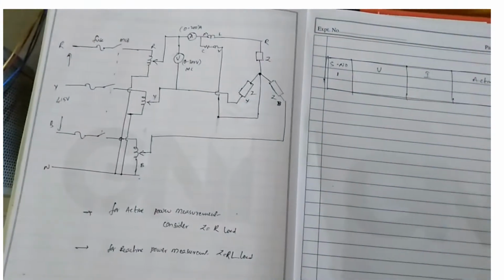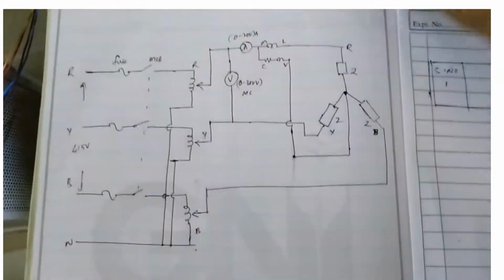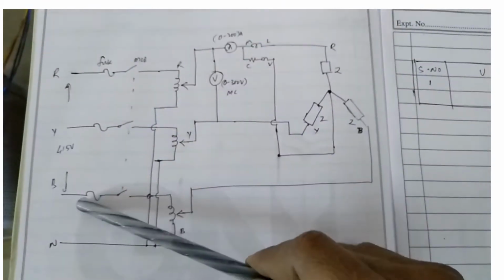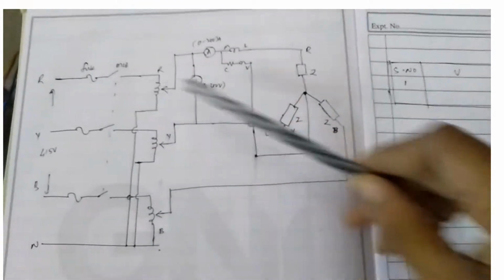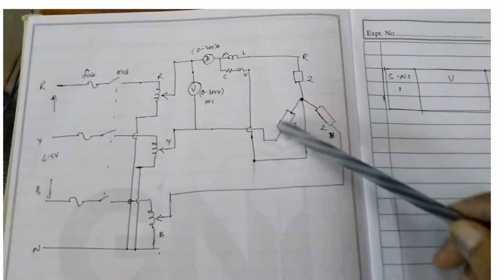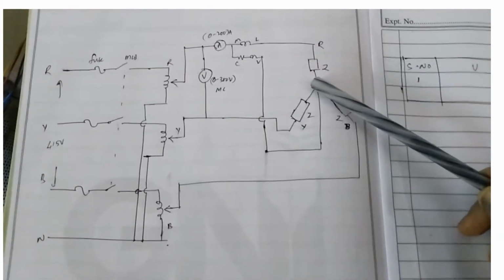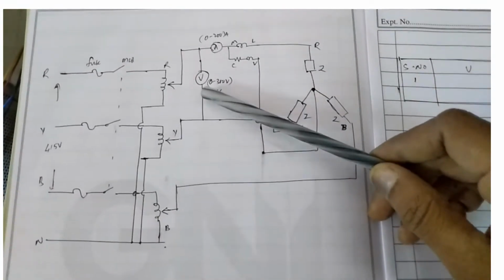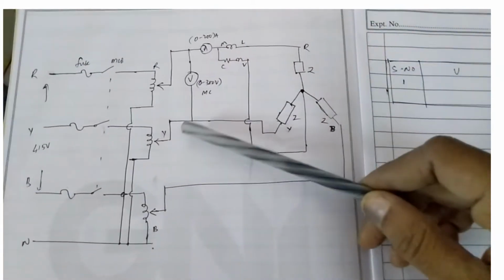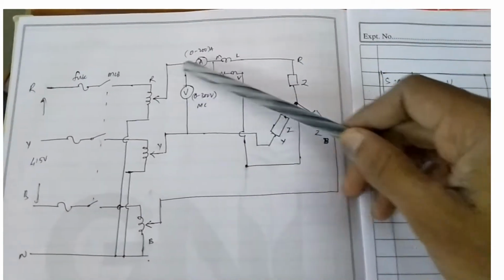So here is the circuit diagram. RYB is there, and neutral is there, as we have seen in the panel board. Here the star connected load Z can be R load or RL load. R load is used to measure active power, RL load is used for reactive power. This is the voltmeter, which is connected between R phase and Y phase. The ammeter is connected in series with the R load.